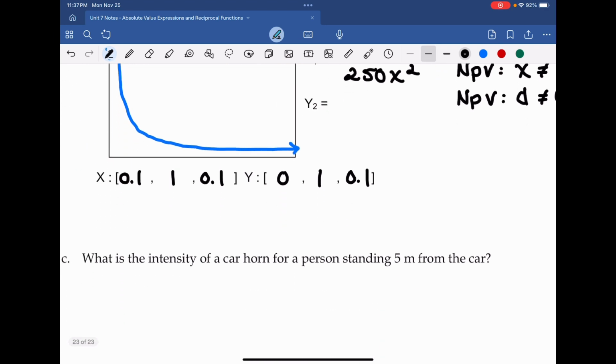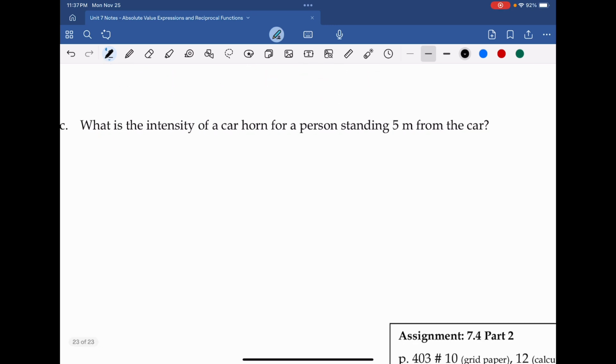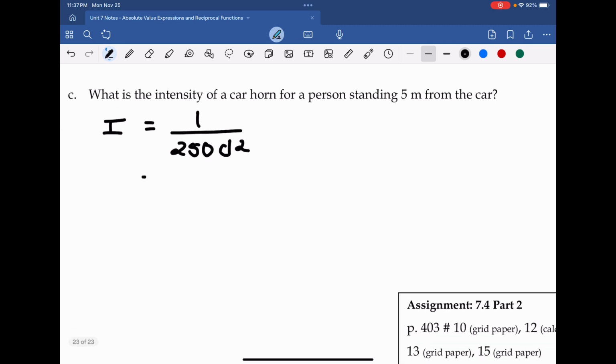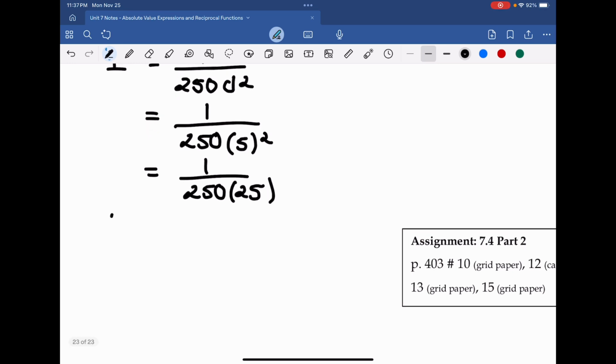Okay, now from here, what is the intensity of the car horn if you're standing 5 meters away from the car? Essentially, this means if we have an x value of 5, what is the overall I value? So we're going to write this as I is equal to, I'm just going to rewrite the original formula, 1 over 250 times distance squared. We're going to plug in the value. So this is going to become, let's do this vertically, 1 divided by 250 times the distance, which is 5 squared. This is the same as saying 1 over 250 times 25.